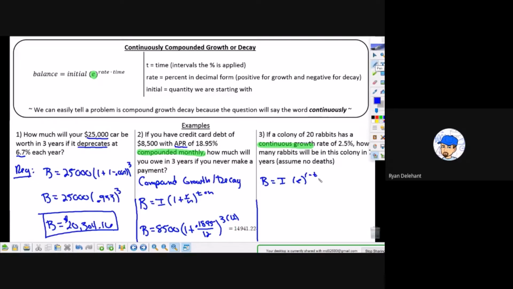Last one, continuous. So our balance is going to be our initial, which is 20, times E to the power of our rate. Now remember, put it in decimal form and it's positive. 0.25. And how many years? I've got it covered up. 7 years. You're going to multiply that by 7. So this up here needs to happen in the exponent. And again, this is one we're just going to need to go through and calculate at this point.